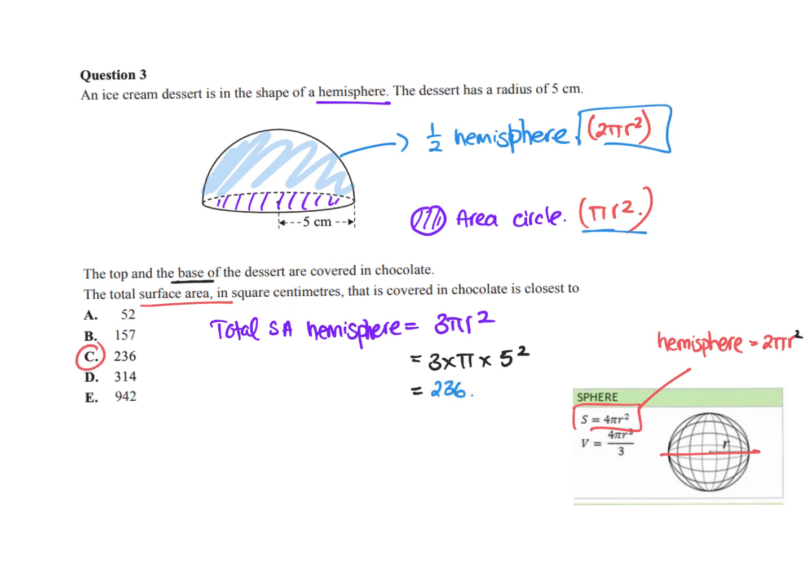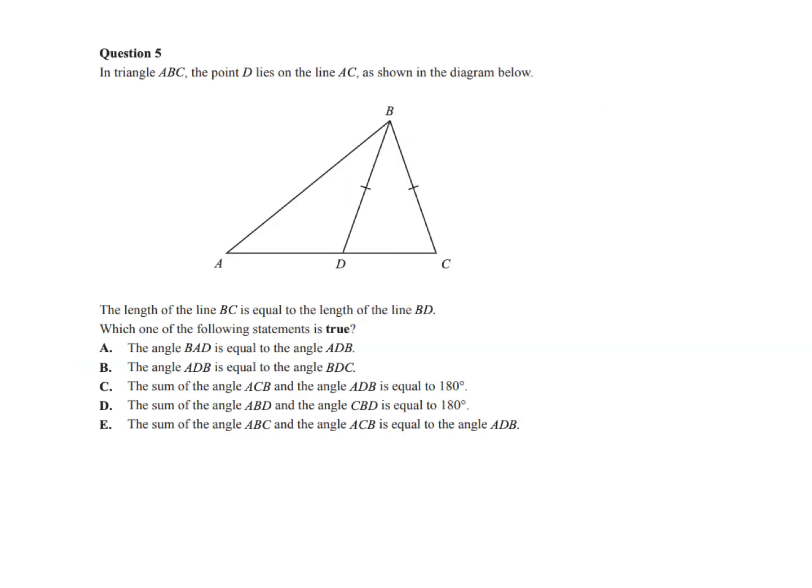Awesome, let's go. In the triangle ABC, the point D lies on the line AC as shown. The length BC is equal to BD. So what you want to do is start looking at if these two are the same, that's an isosceles triangle. And just to help you out, indicate that you know therefore these two angles are going to equal each other.